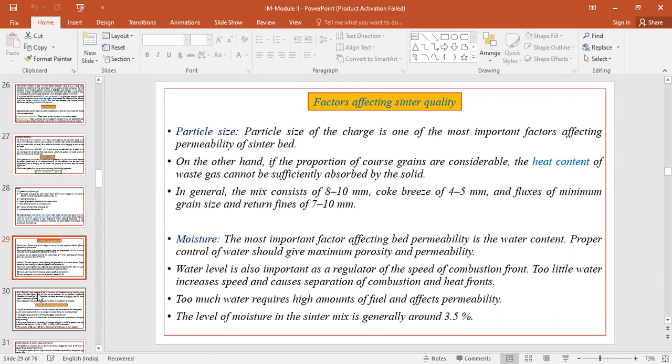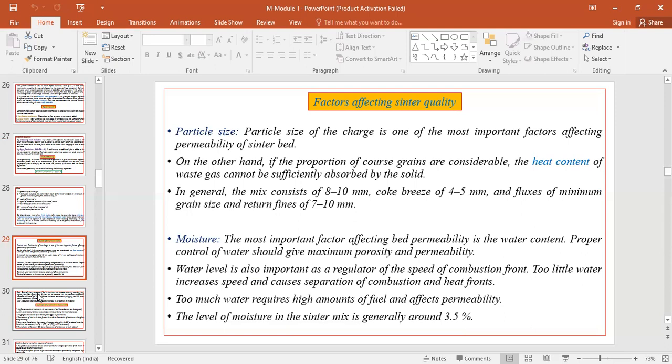In general, you see the mix: coke is of 4 to 5 mm size, fluxes of around 7 to 10 mm size, and so we maintain proper size ranges so that we can attain proper surface contact between the gas and the solid. The solid-gas interactions will take place effectively if you have a larger surface area.